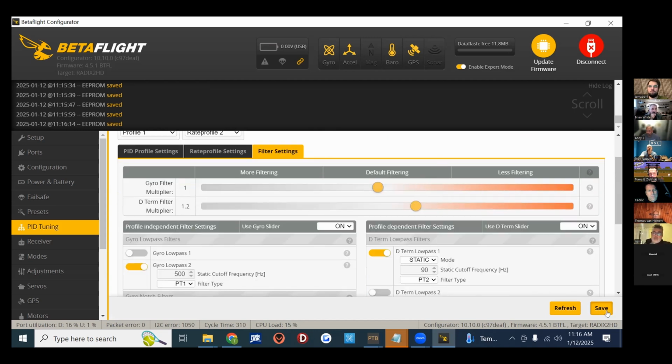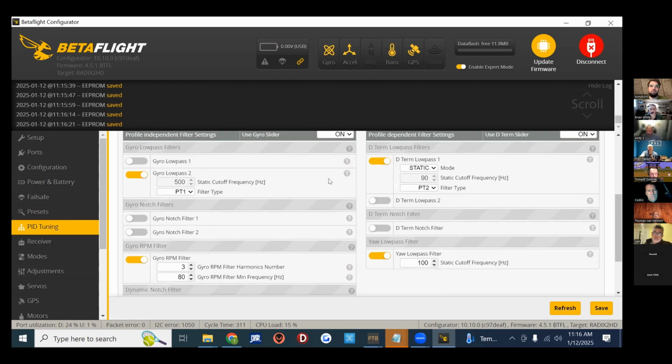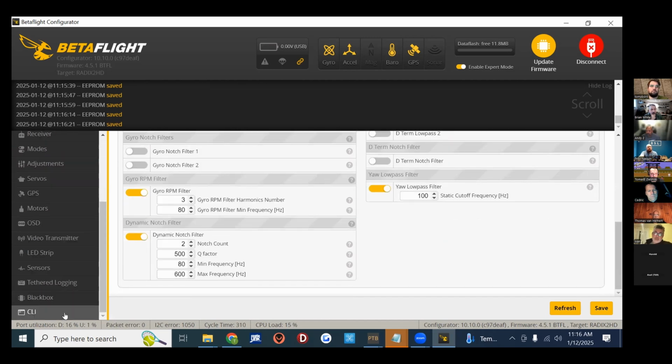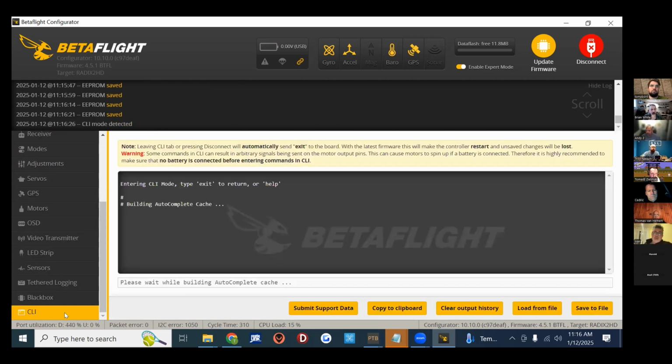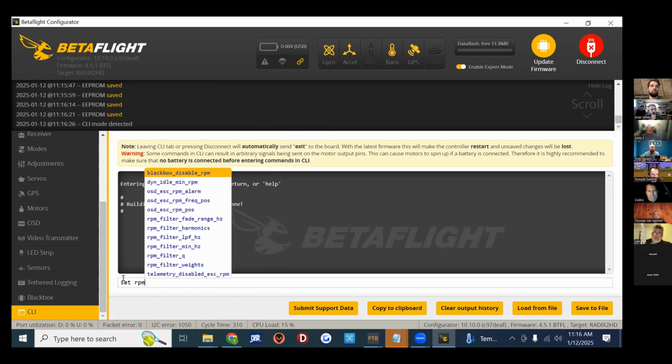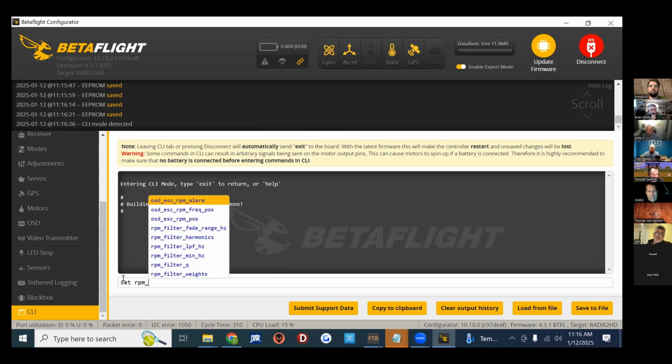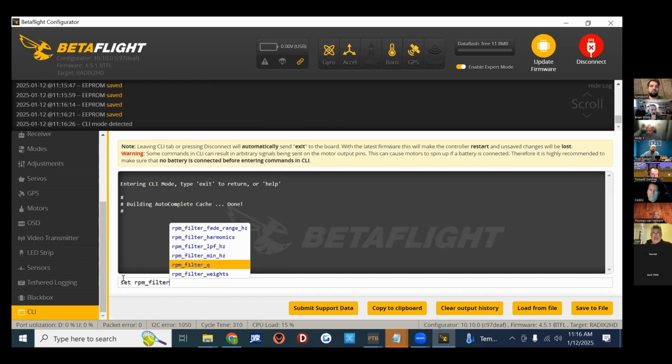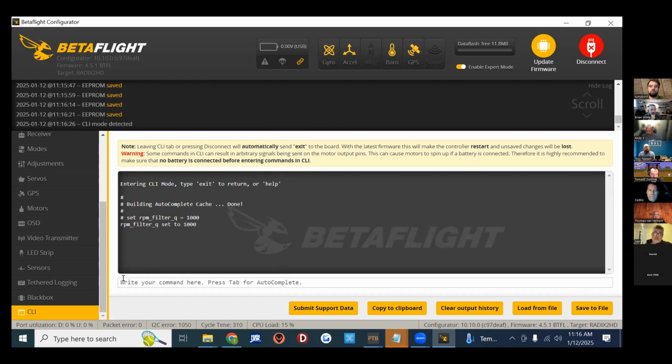This is going to be valuable. Go to CLI. You're not going to have any issue with doing this. Set RPM underscore filter Q. Let's set that to 1,000, no trouble on this. And then save. RPM filters are just so pervasive.